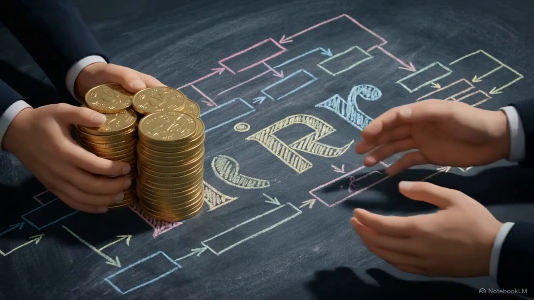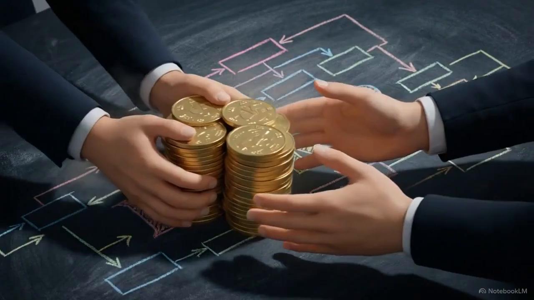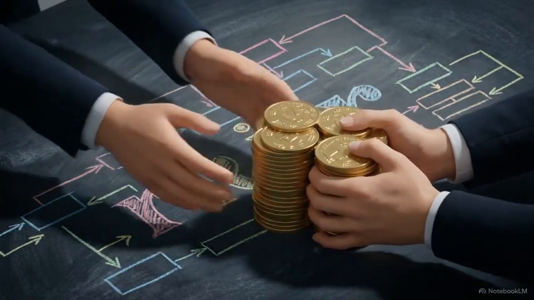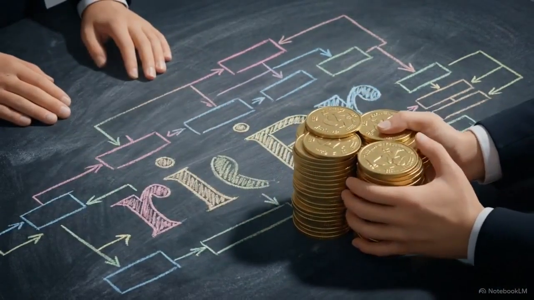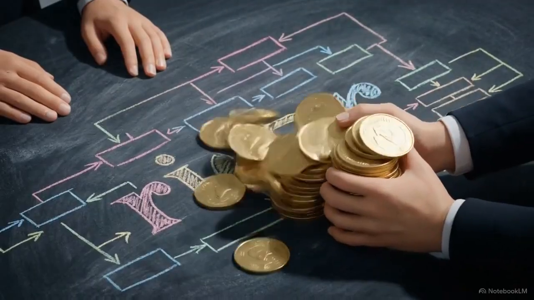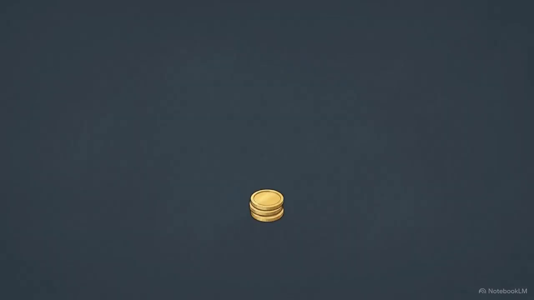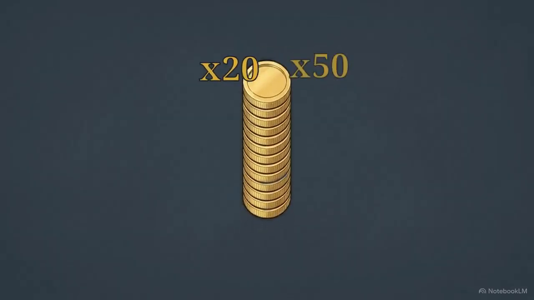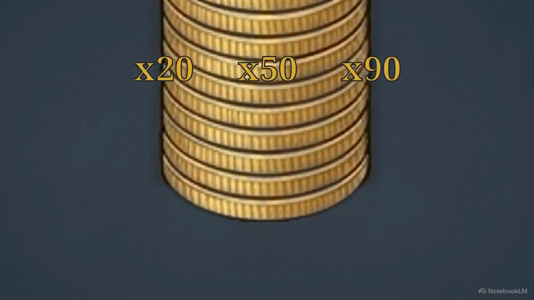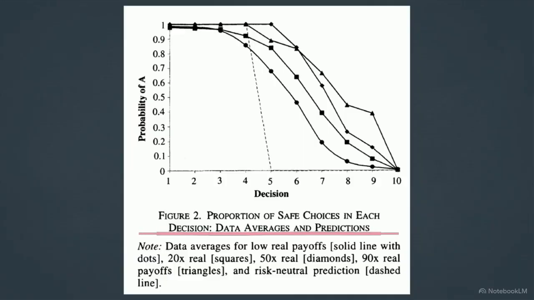While these tools provide a quantitative estimate of R, using them to test real-world payoffs exposed a discrepancy between the model and actual behavior. The critical stress test was a simple question. Does a person's measured risk aversion remain constant if you multiply the financial stakes by 20, 50, or 90 times? This graph shows the proportion of safe choices. First, establish the theoretical baseline.